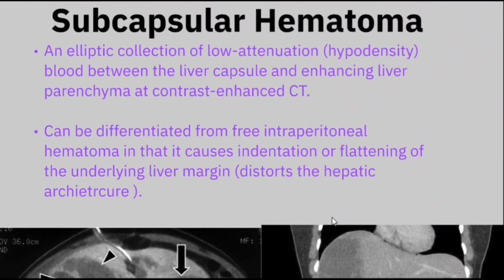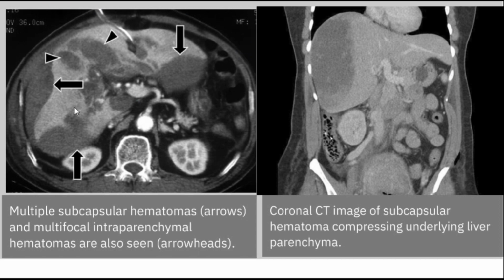So what are the other features we can find on the CT scan? We can also find subcapsular hematoma, which appears as an area of hypoattenuation or hypodensity between the liver and the capsule, as the name implies. One thing to distinguish it from intraperitoneal hemorrhage, or bleeding, is that it distorts the underlying liver tissue, or indents it, okay?